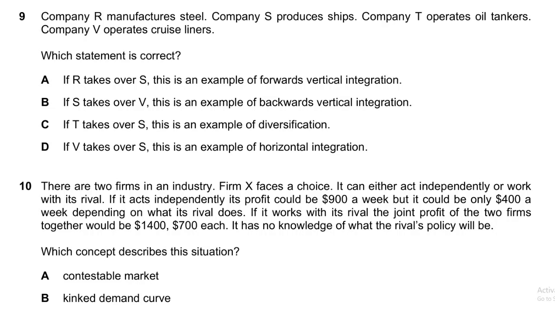Question number 9 says, company R manufactures steel, company S produces chips, and chips are produced with steel definitely. So these two industries are connected to each other. Company T operates in oil tankers, company V operates in cruise liners. Which statement is correct? If R takes over S, meaning the steel manufacturer takes over the chips maker or chips producer, this is an example of forward vertical integration.